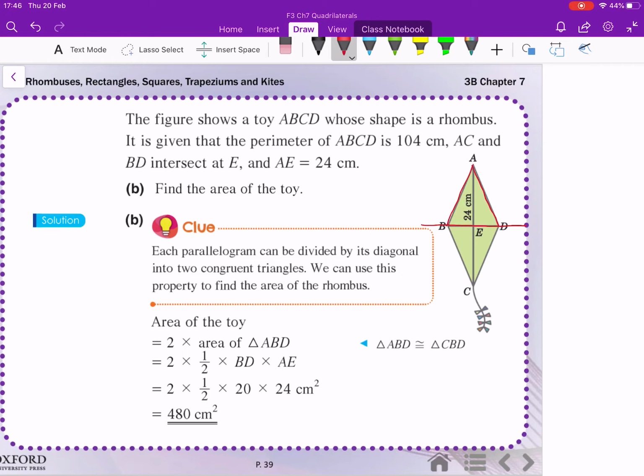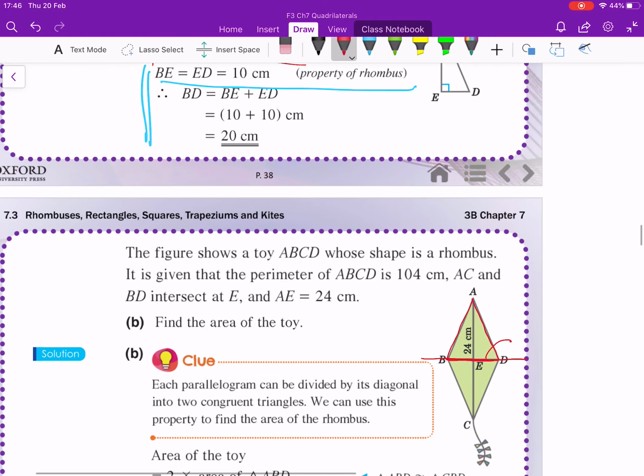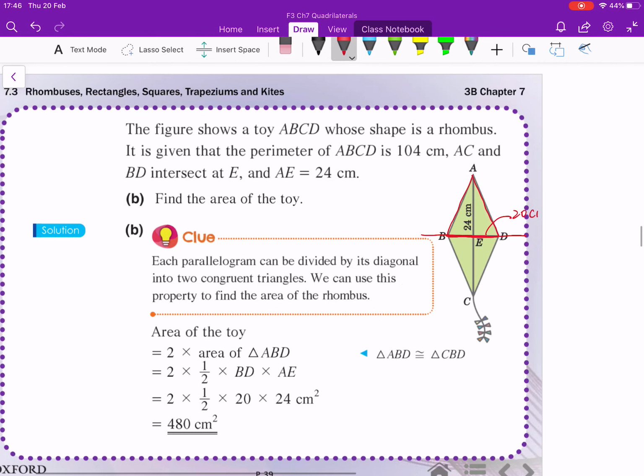In this triangle, we have the base. We can make use of BD to be the base, which is 20 cm from part A. And the corresponding height is AE, as they made a right angle here. So for the area of triangle ABD, we can calculate it by 1/2 times 20 times 24.